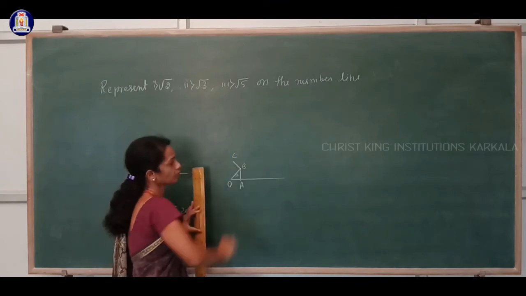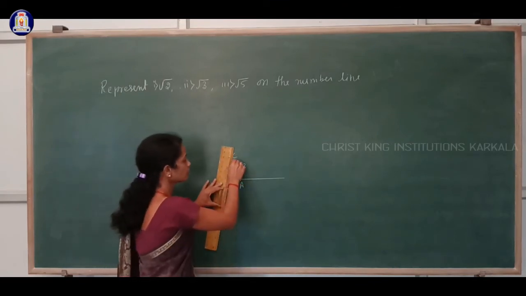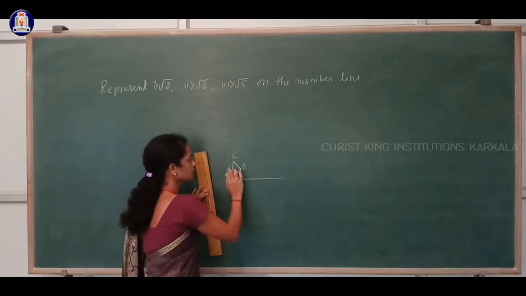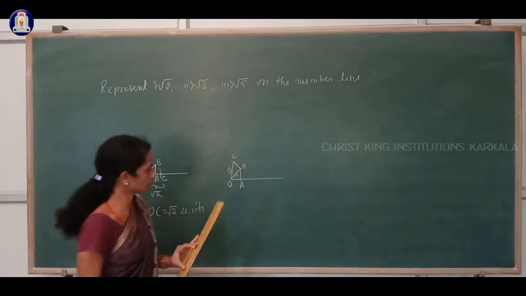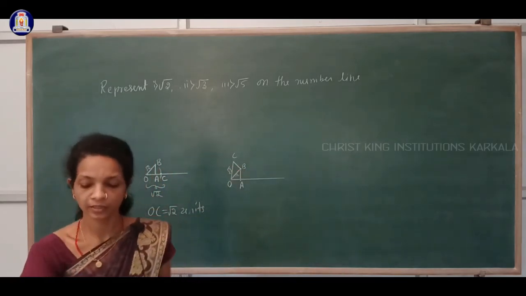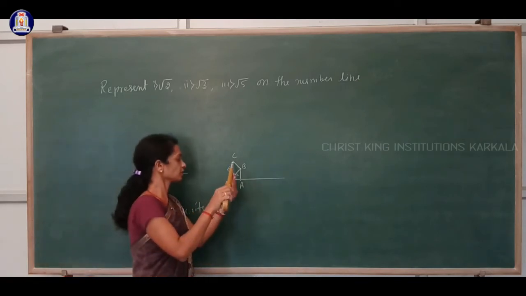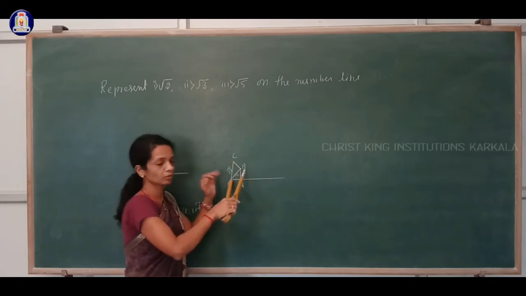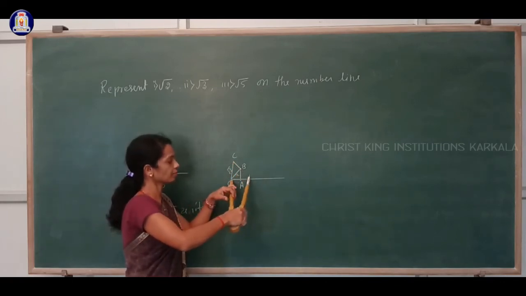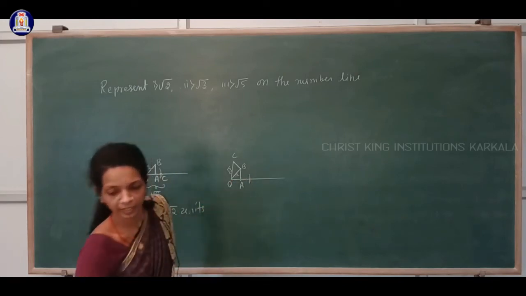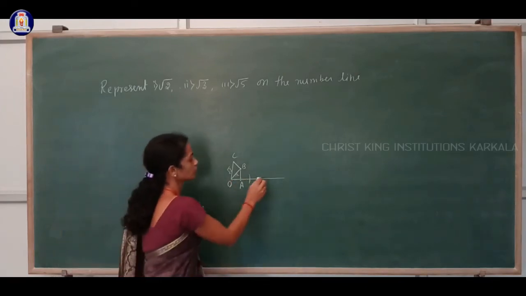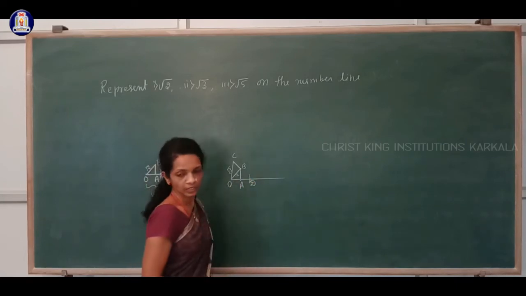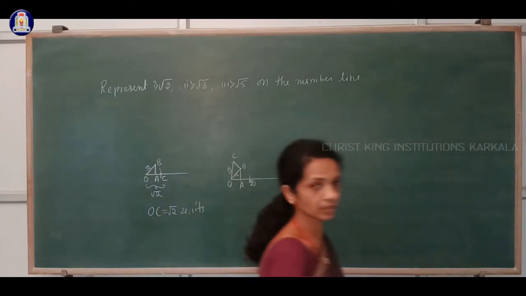Take the end point of that perpendicular as C, and join that C with O. Now this OC has length root 3. Now you have to take that OC length in your compass. Keep one tip at O, another tip at C. Now with OC of length root 3, cut this horizontal line by an arc. This meeting point of the arc and the horizontal line, you take as the next point D. Now this OD distance, how much is that?